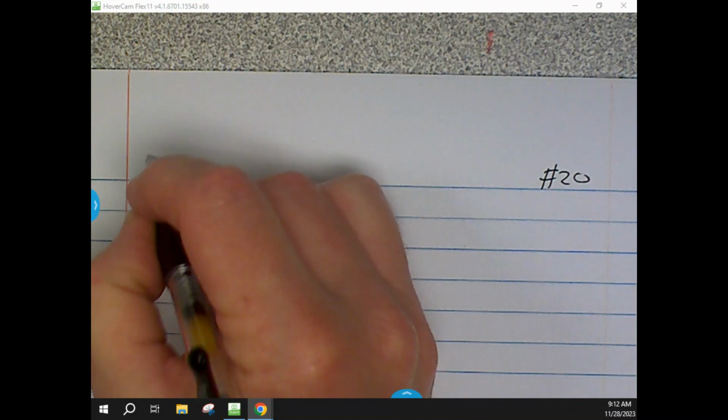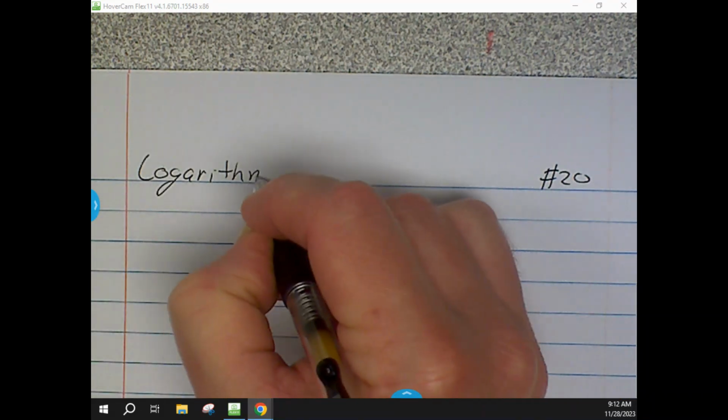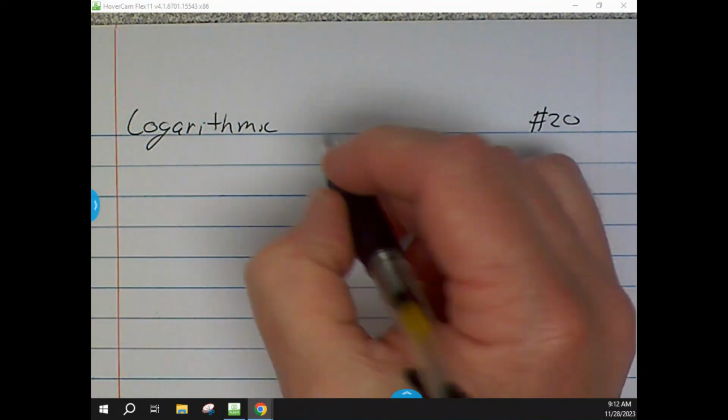And for log functions, the technical word is logarithmic, but that's a mouthful when you start talking about everything that's here. So we're just going to say log for short.